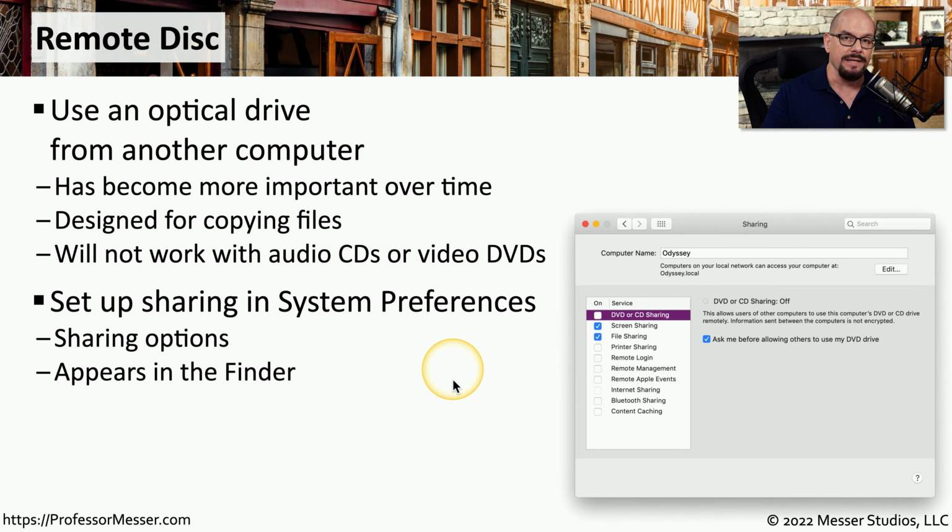You would set up access to this remote disk inside of the system preferences under the sharing option, and there's a checkbox for DVD or CD sharing. Once you enable this feature, anyone on the network will see the CD-ROM or DVD-ROM in their Finder, and they'll be able to connect and use the files that are located on that optical drive.